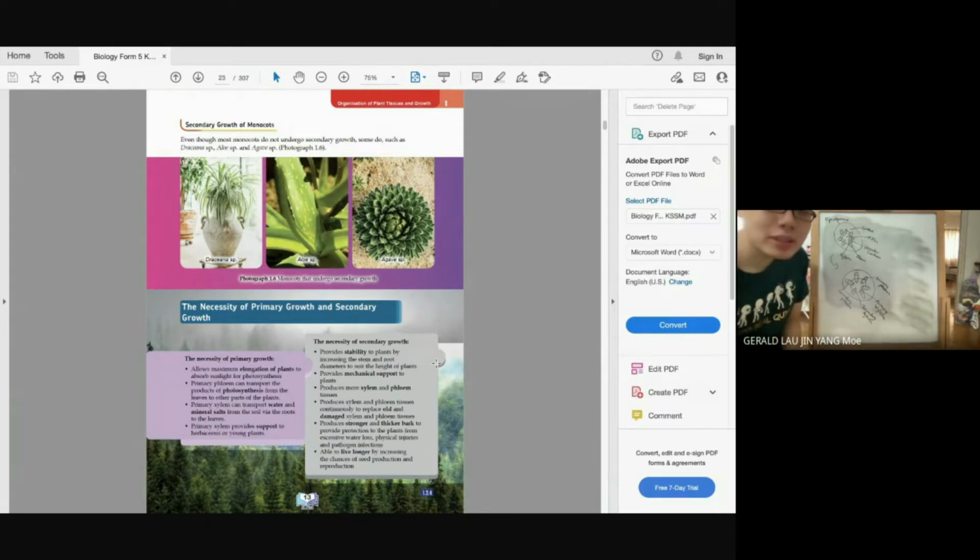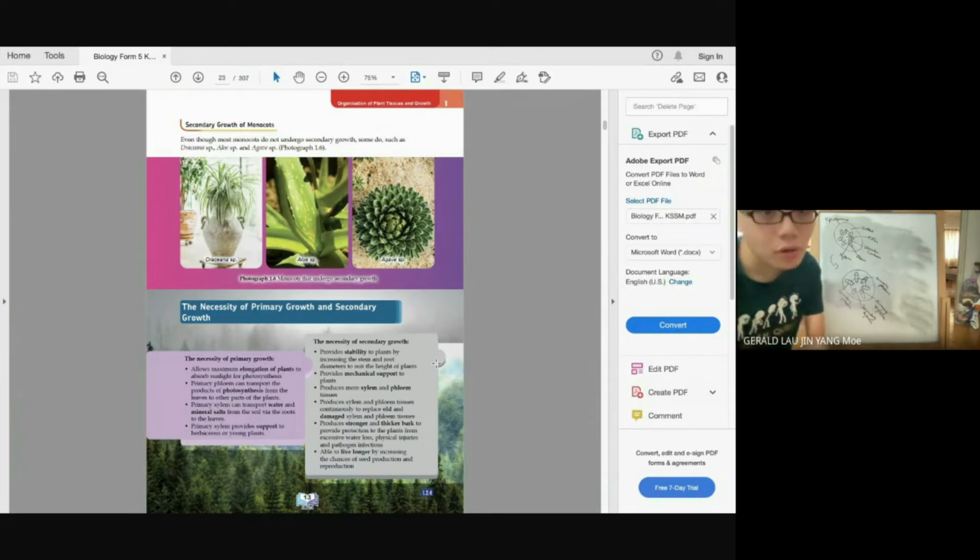So the necessity of primary growth: the plant needs to grow taller and the root has to grow deeper into the soil, because it allows maximum elongation of plants for photosynthesis. It can transport products of photosynthesis from the leaf to other parts of the plant. Primary xylem transports water and mineral salts. Primary xylem provides support.